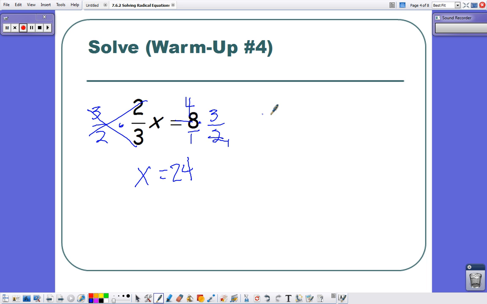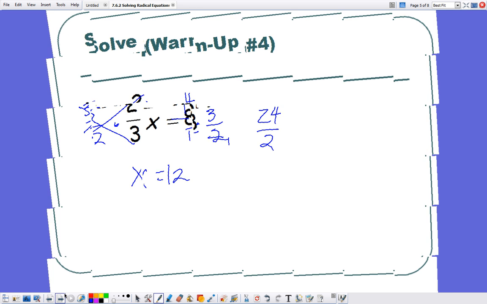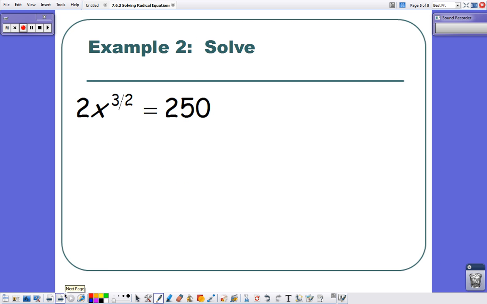Another way to look at it would be 3 times 4 is 12. If we did the 8 times 3, we would get 24 divided by 2. x is 12. All right, so let's take a look at one of the equations where we actually have a fractional exponent.